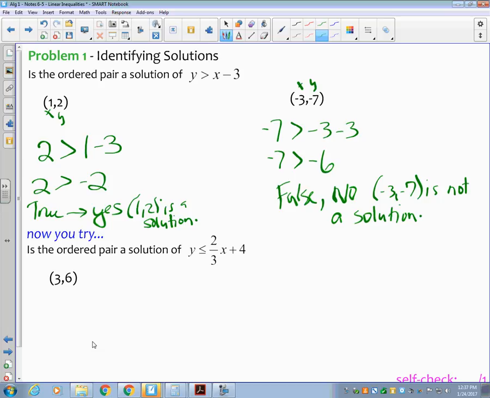All right, you guys give it a whirl. We have a little bit of a fraction right now. y is less than or equal to 2/3 x plus 4. Let x equal 3 and y equal 6. See if you can simplify it down so you can tell whether it's true or false.